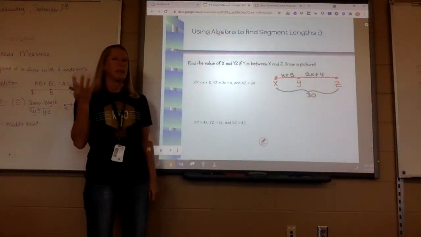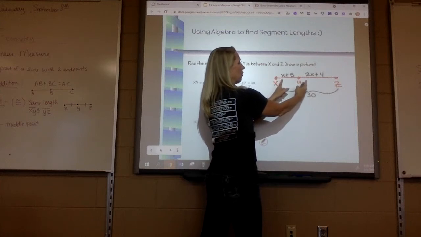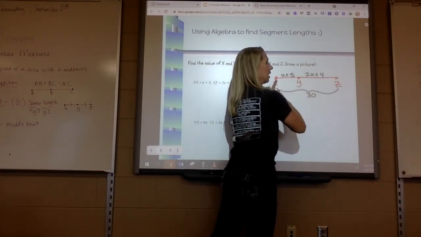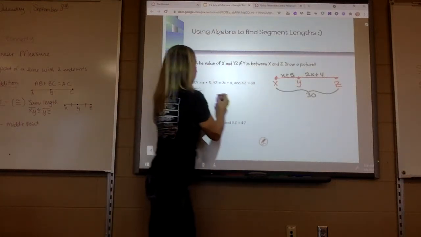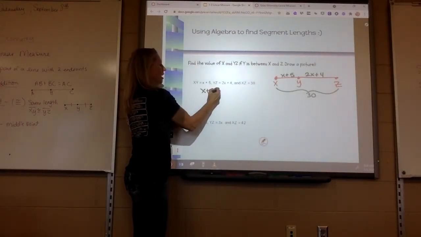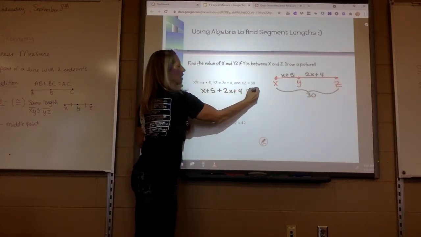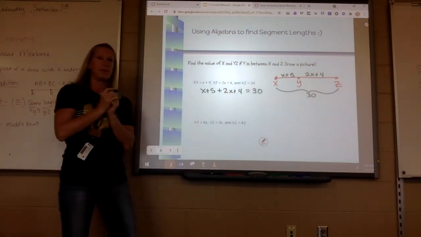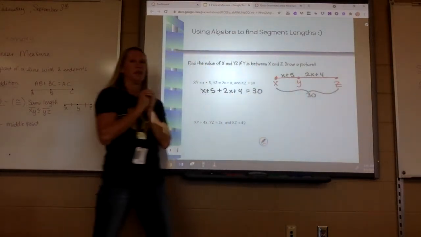So we learned by segment addition, if you take this segment and add it to this segment, it gives you the whole thing. So that's what we're going to do. We're going to take this segment, x plus 5, and add it to 2x plus 4, and that's going to give us the whole thing, 30. So I just took this plus this gets the whole thing.